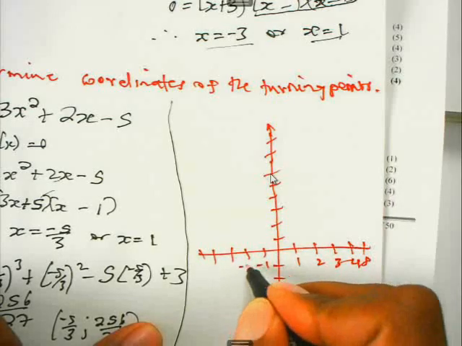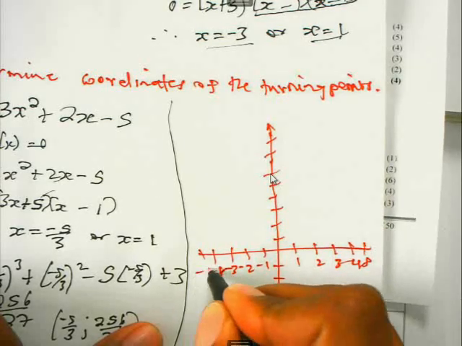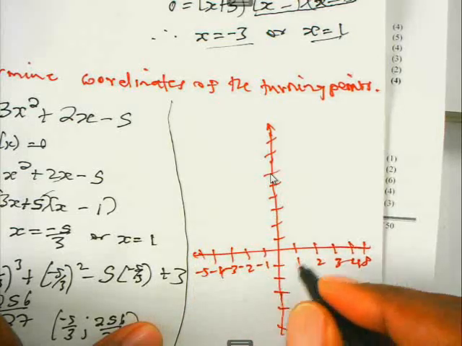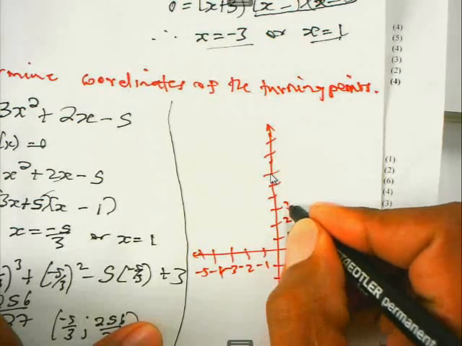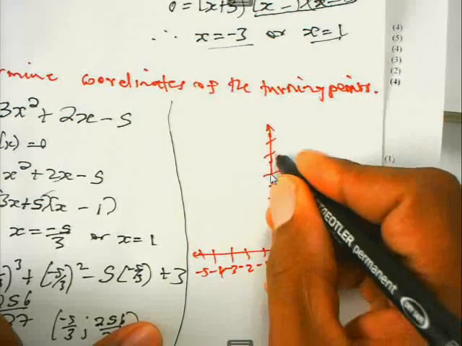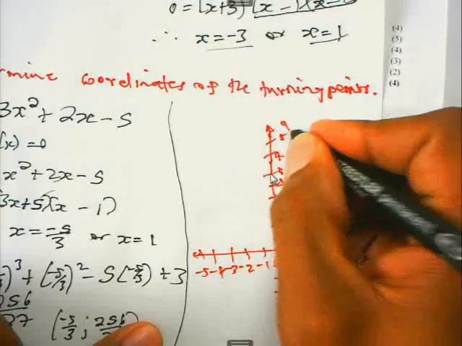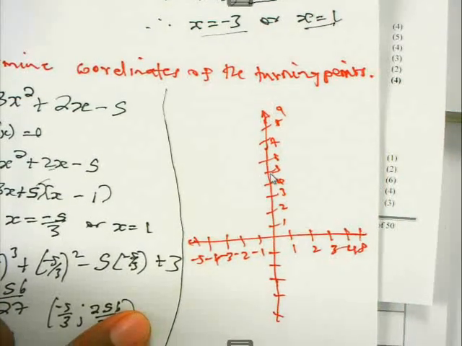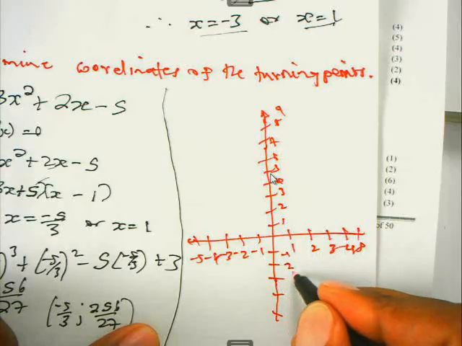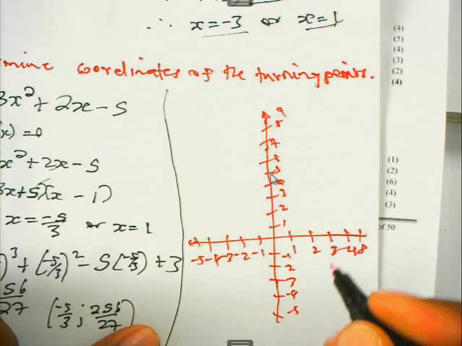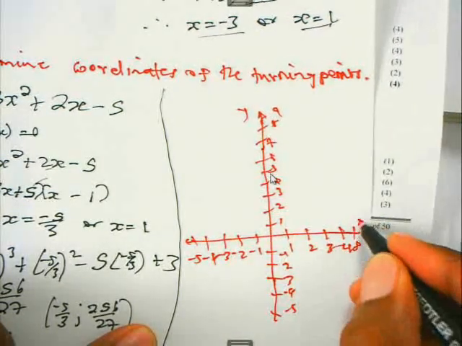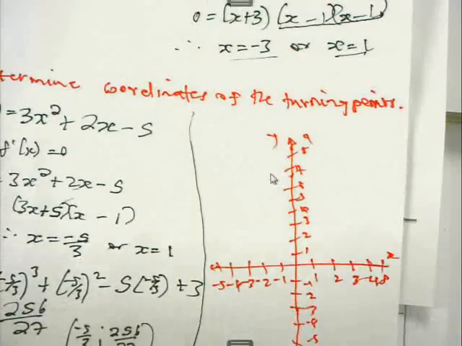And then minus 1, minus 2, minus 3, minus 4, minus 5. Good. And now we have 1, 2, 3, 4, 5, 6, 7, 8, and 9, right? And now from here, that is minus 1, minus 2, minus 3, minus 4, minus 5. This is the y-axis, and this is the x-axis.